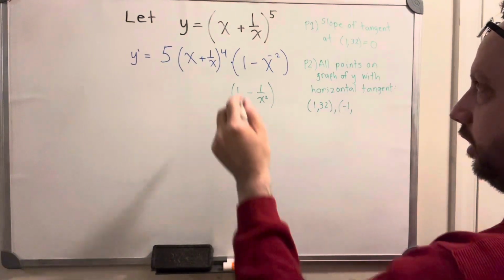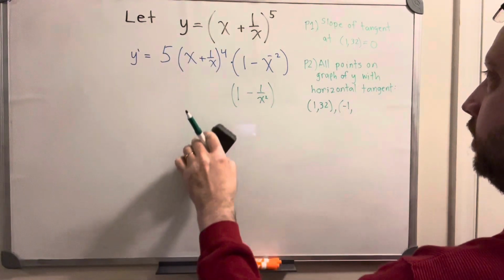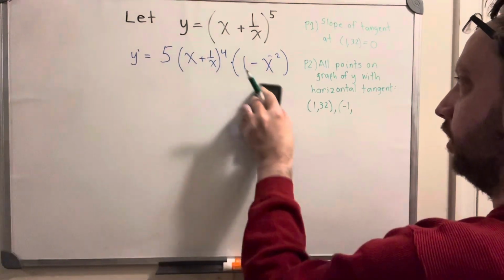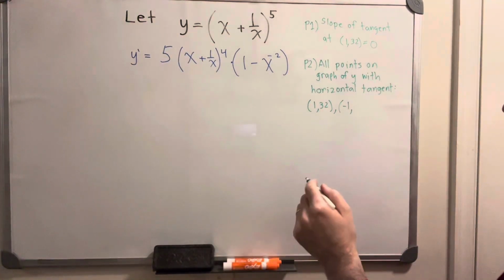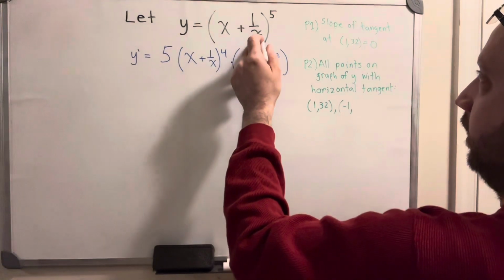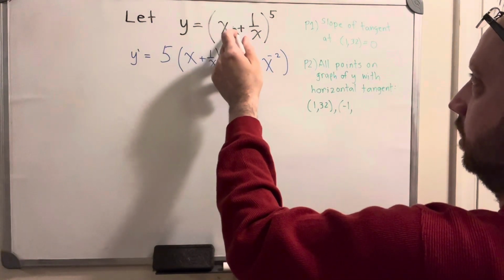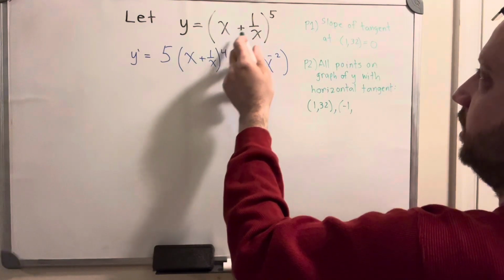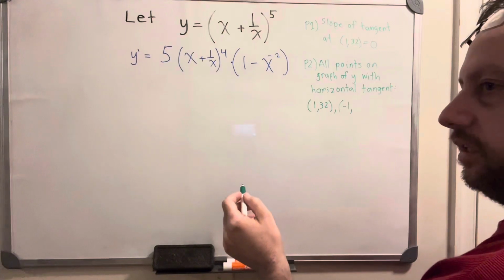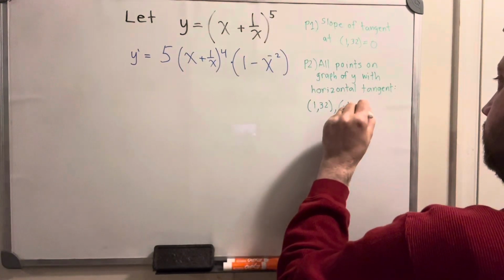So now we have to plug negative 1 into the original function to find out what the value of y is at that point. So if this is negative 1, and if this is negative 1, we've got negative 1 minus 1. This is negative 2. What's negative 2 to the 5th? It would be negative 32 because 5 is an odd number.